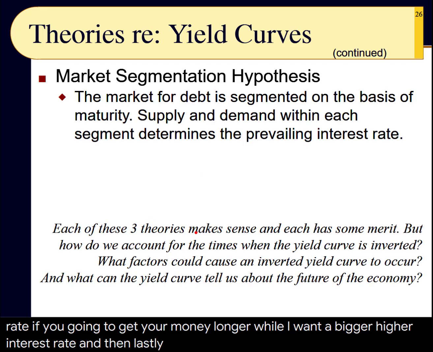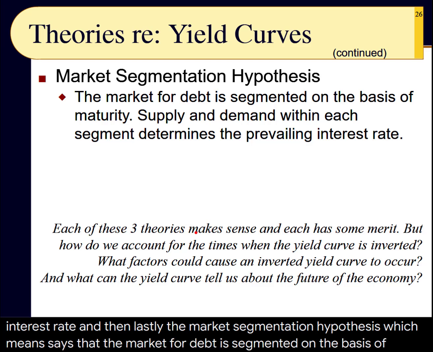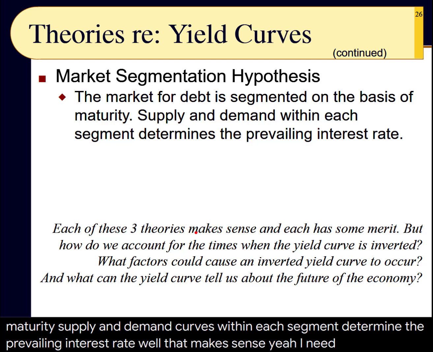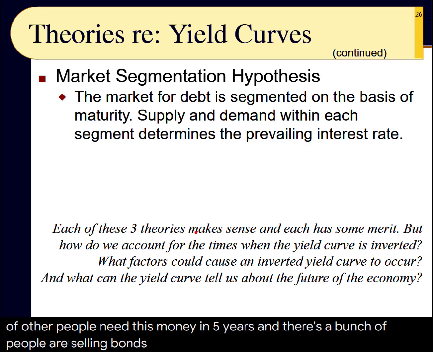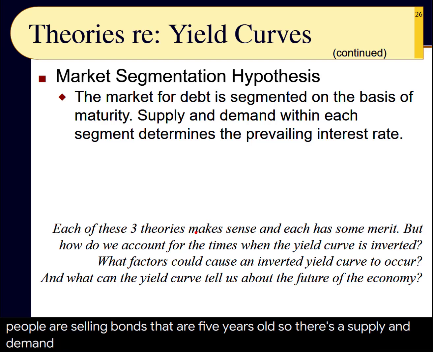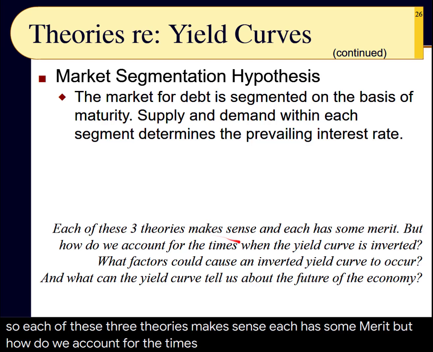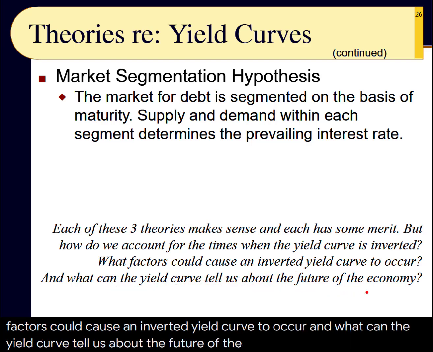And then lastly, the market segmentation hypothesis, which says that the market for debt is segmented on the basis of maturity. Supply and demand curves within each segment determine the prevailing interest rate. Well, that makes sense. I and a bunch of other people need this money in 5 years, and there are a bunch of people who are selling bonds that are 5 years old, so there's a supply and demand dynamic in that 5-year as well as the 10-year as well as this one. So each of these three theories makes sense. Each has some merit. But how do we account for the times when the yield curve is inverted? What factors could cause an inverted yield curve to occur? And what can the yield curve tell us about the future of the economy?